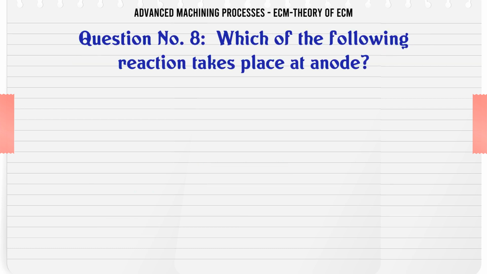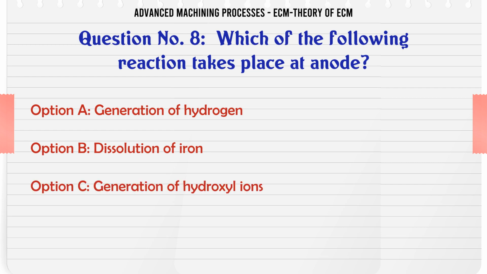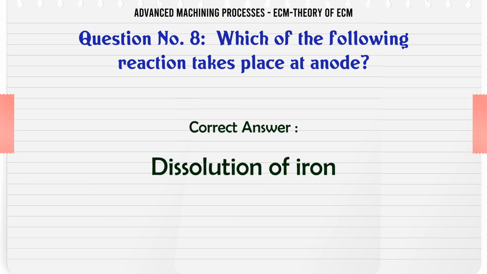Which of the following reactions takes place at anode? A: generation of hydrogen. B: dissolution of iron. C: generation of hydroxyl ions. D: none of the mentioned. The correct answer is dissolution of iron.